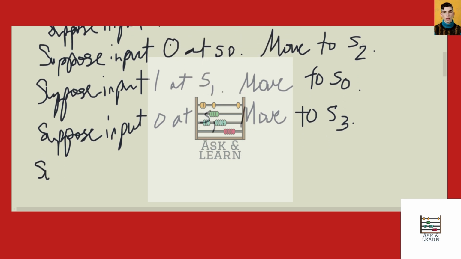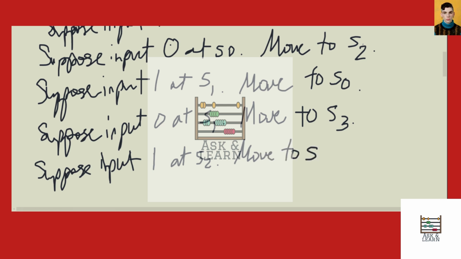And let's suppose that the input is 1 at S2. Well, then we're going to move from S2 to S3 because since we're at S2, the number of zeros remains the same, so we still have an odd number of zeros, and the number of ones was originally even, but now has become odd.